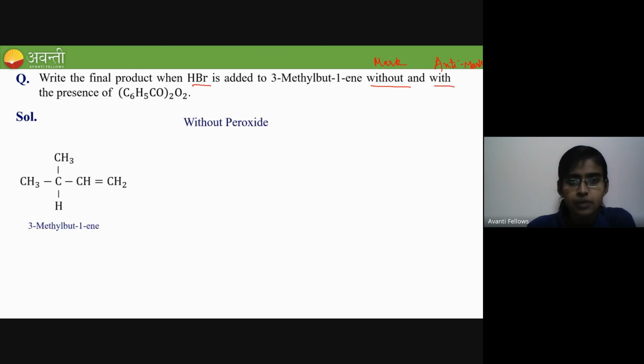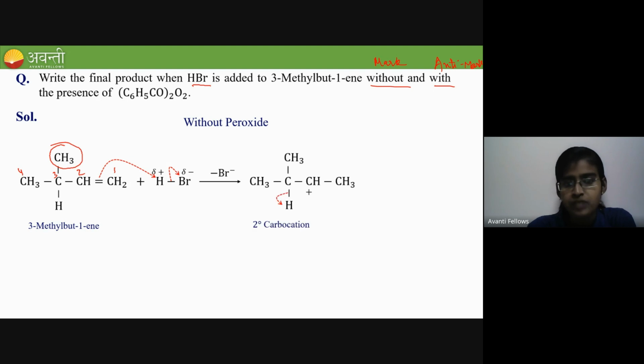So first let me do without peroxide. This is 3-methyl-butene, carbon number 1, 2, 3 and 4, and to the third carbon a methyl group is attached. Add HBr to it. Now without peroxide you have to use Markovnikov, right? So hydrogen is partially positive, and the mechanism goes like this. We are getting a secondary carbocation. Now, the more stable carbocation, that is a tertiary carbocation, can be formed by rearrangement from this intermediate.